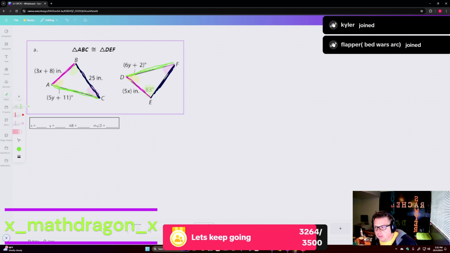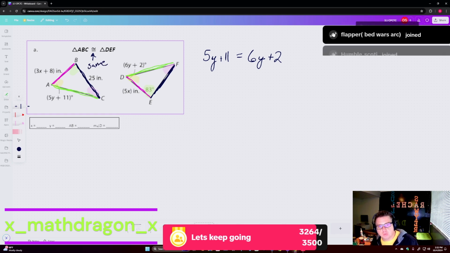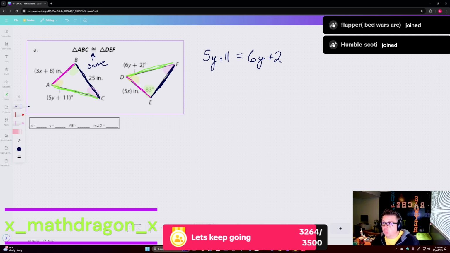So what are we going to set up? Well, the first thing that it shows is yellow and yellow. So it's telling us one yellow is 5y plus 11, and the other yellow is 6y plus 2. Now remember, they were congruent, which means the same. However, if we're looking for an actual answer, we wouldn't put congruent here. We'd want to put equals, because we want to make sure that this side is going to be equal to that side. So then just start solving it out.